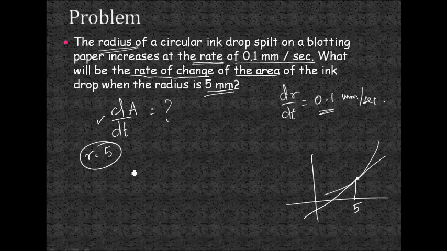Okay, so what is the connection between first A and r? The area of a circle and the radius of the circle. Obviously it is pi r square. So this is the first thing that you need to think about. What is the connection between the information given and the information asked? If you were asked to find the rate of increase of the circumference, then you should have used the formula c equal to 2 pi r.